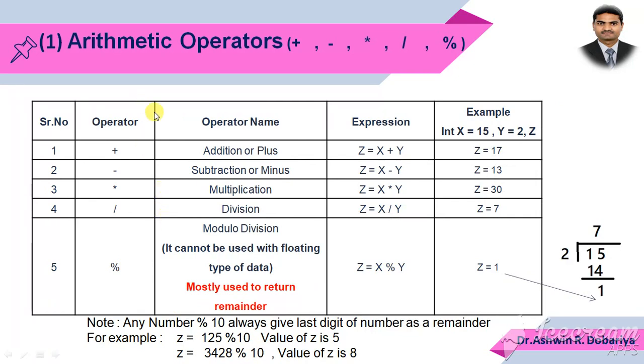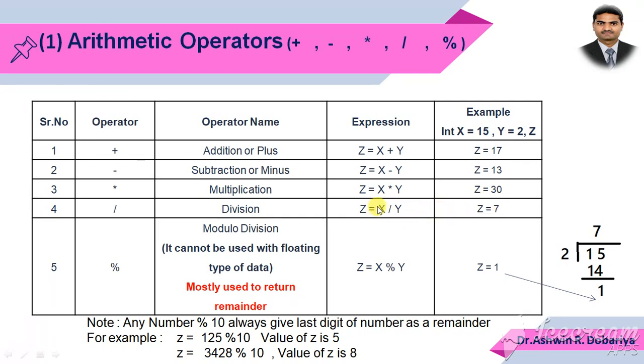Now I think mostly you are aware of all the arithmetic operators, like plus, which means addition. Suppose in a program x is equal to 15, y is equal to 2, and z is equal to x plus y, so the value of z is 17, 15 plus 2. Similarly subtraction gives 13, and multiplication means 15 multiplied by 2, which is 30. Then division, where the very important thing is x upon y, so 15 divided by 2. Generally in our calculation it is 7.5, but in C language it generates only 7.